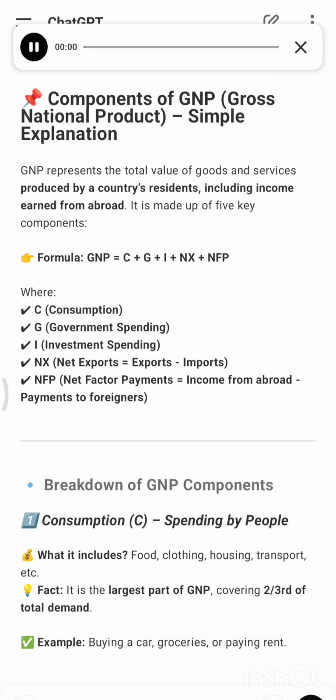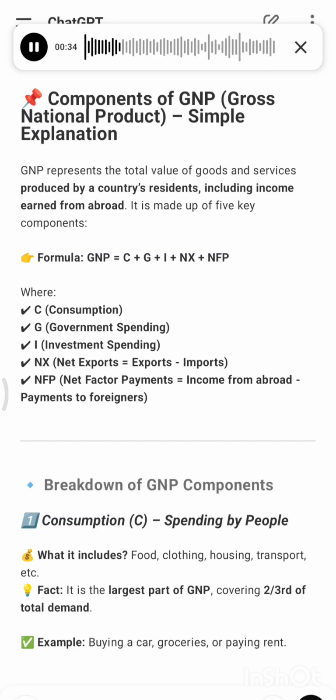Components of GNP, gross national product, simple explanation. GNP represents the total value of goods and services produced by a country's residents, including income earned from abroad. It is made up of 5 key components. Formula: GNP equals C plus G plus I plus NX plus NFP, where C, consumption, G, government spending, I, investment spending, NX, net exports, equals exports minus imports, and NFP, net factor payments, equals income from abroad minus payments to foreigners.